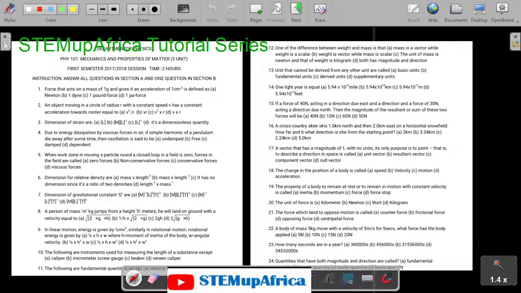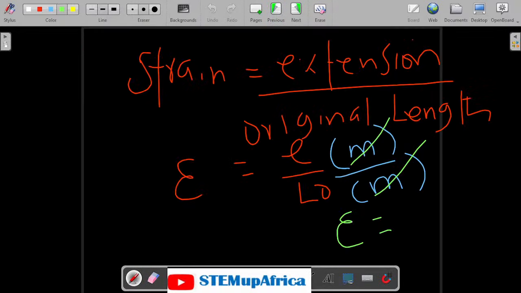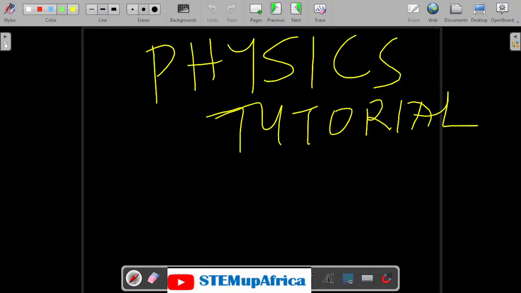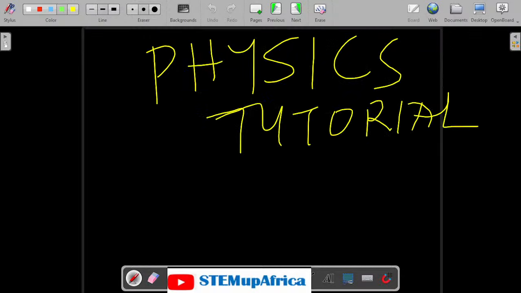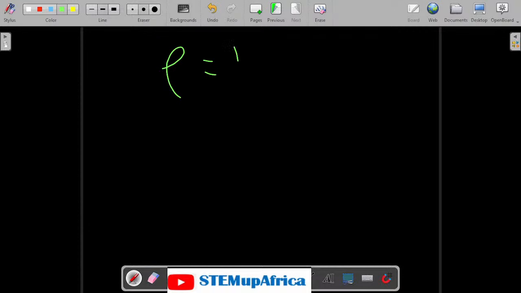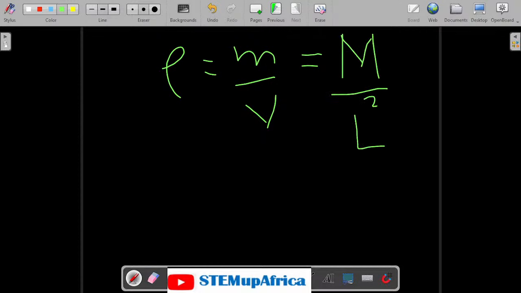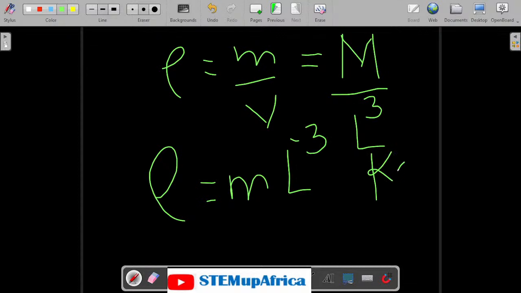Although you can convert it to density on its own, there's a difference between density and relative density. Density, as you know it, is simply mass over volume. So in the concept of dimension, my mass is capital M, volume is L raised to power 3. If you apply the law of indices, density will give you M L to the minus 3, which is kilogram per meter cube. That's the unit of density.